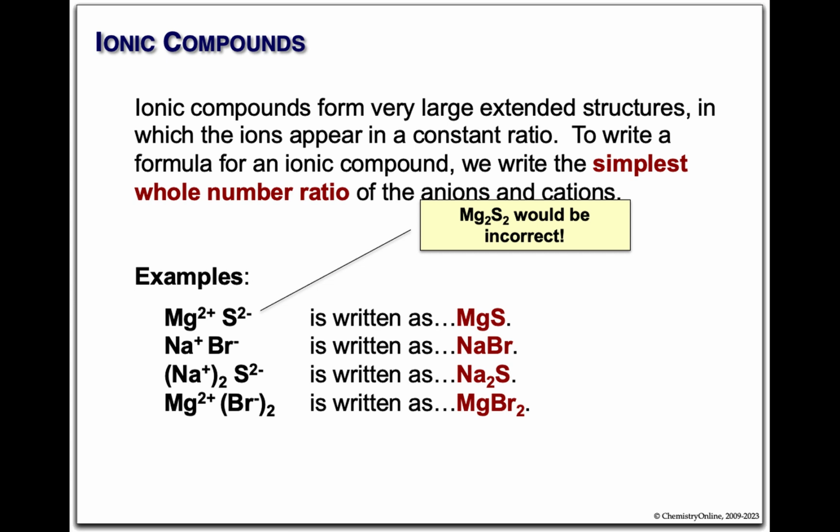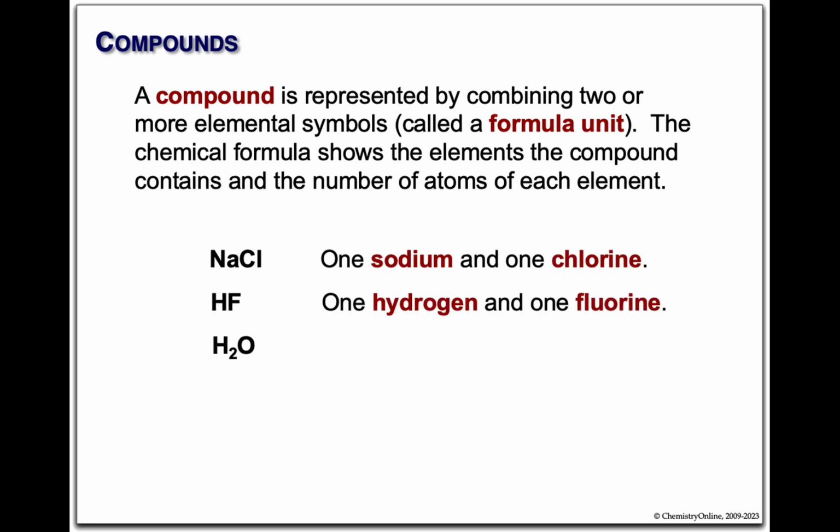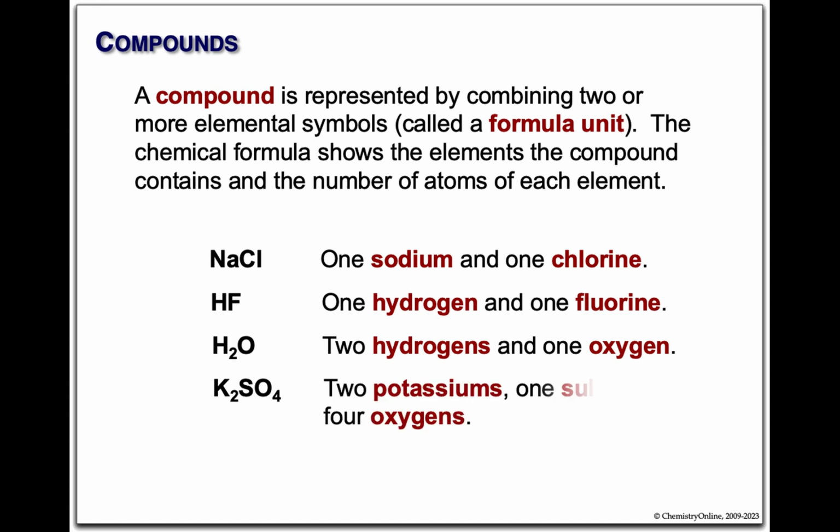Going backwards, interpreting a structure. Sodium chloride, 1 sodium, 1 chlorine. 1 hydrogen, 1 fluorine. Remember, the 2 tells us how many we have, 2 hydrogens and an oxygen. And this is potassium sulfate. 2 potassiums, 1 sulfur, 4 oxygens. We'll see that sulfate, SO4, exists as a unit, but that's coming up. Any questions?